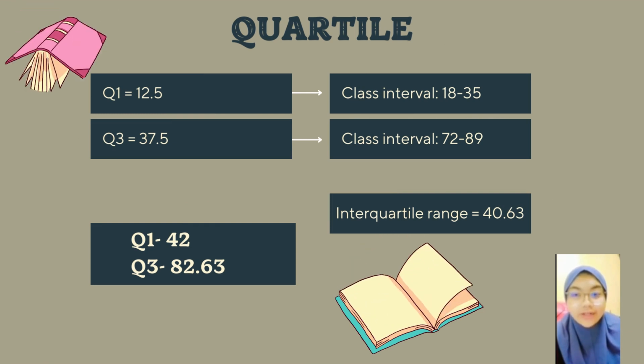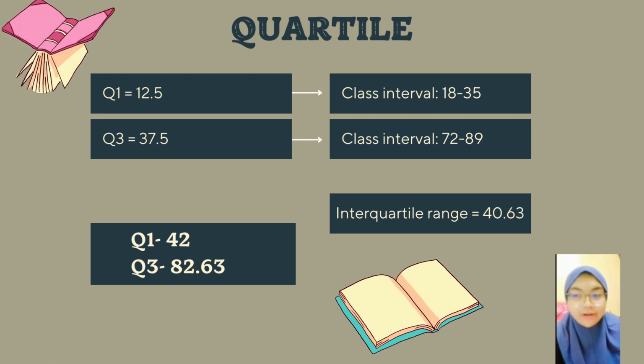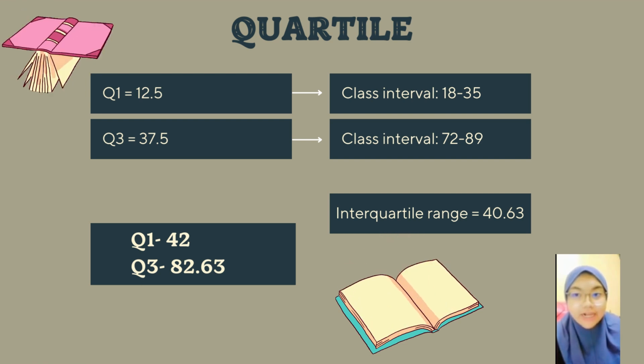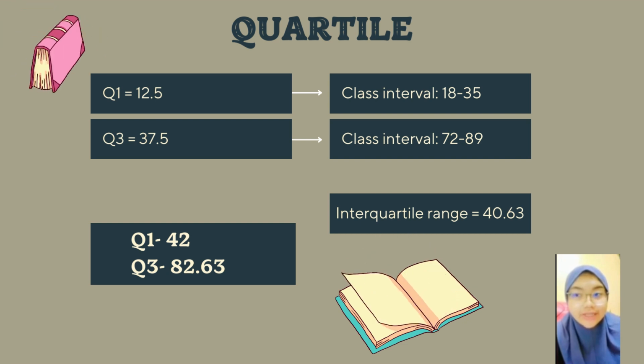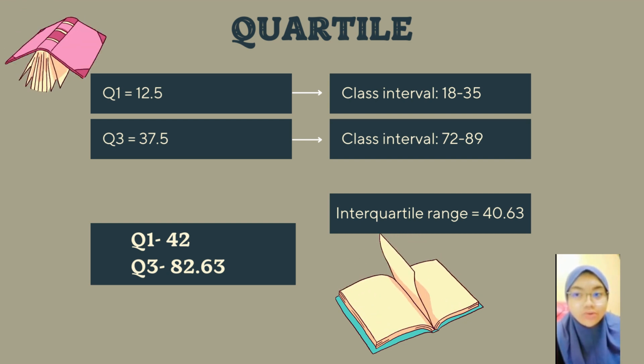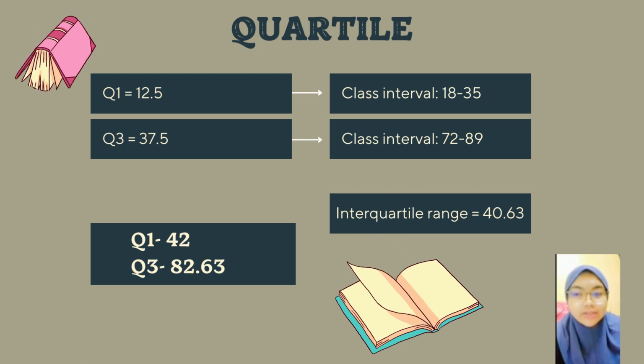Class interval 18 until 35. Quartile 3 is equal to 37.5. Class interval 72 until 89. How to get the interquartile range is quartile 3 minus quartile 1.